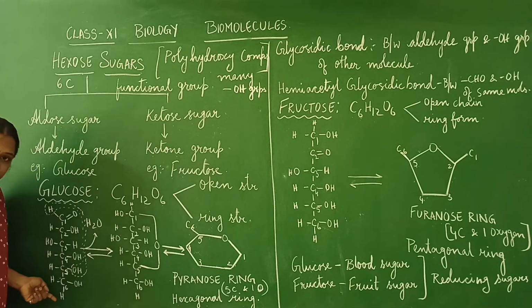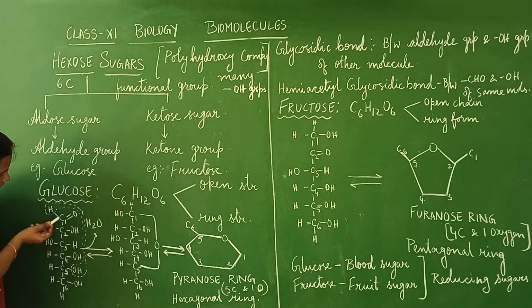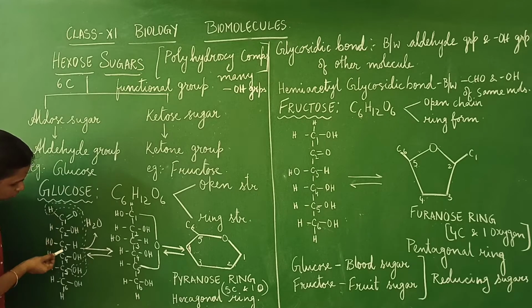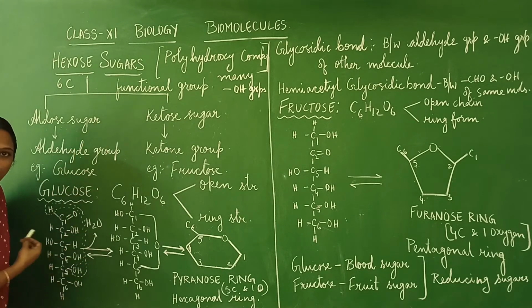This is the open structure. So, we can see that this particular structure has 6 carbon atoms, 1, 2, 3, 4, 5 and 6, and many hydroxyl groups are there. Yes, so polyhydroxy compound, right? It also has an aldehyde group at the terminal carbon atom. Yes, so CHO is the aldehyde group which is over here, right? So, now this is the open structure.